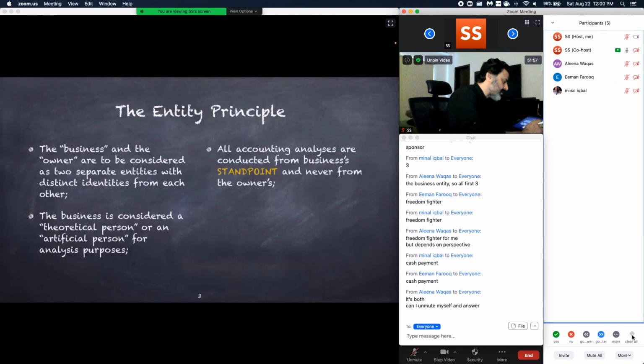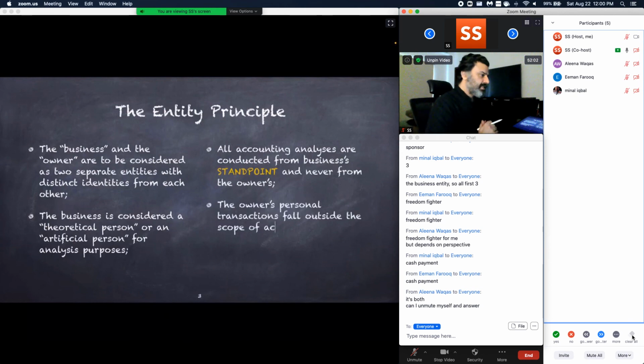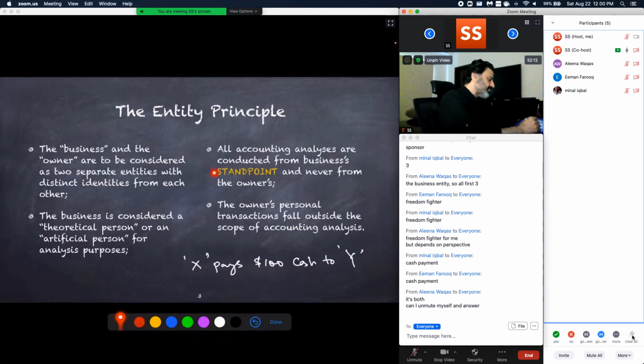Okay, now comes the last point of the business entity principle, that the owner's personal transactions fall outside the scope of accounting analysis. We have already chosen the business's standpoint here, right? So that will further conclude that whatever happens in the owner's personal life has nothing to do with accounting analysis. That is the owner's personal concern. He or she can deal with that in their own personal capacity.